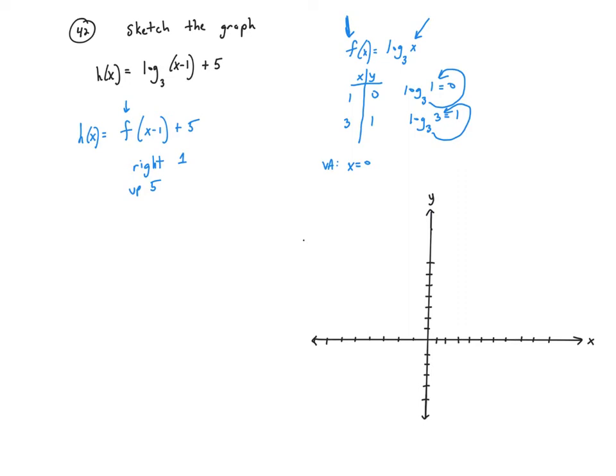So we need to sketch our parent function. Here are the points 1, 0 and 3, 1. We also have the vertical asymptote x equals 0. Now we shouldn't get too crazy when we're drawing this parent function. So when we plug in a 9 for x, we get log base 3 of 9. That's equal to 2. So go ahead and check yourself. 3 squared equals 9. So the point 9, 2 is on this graph.